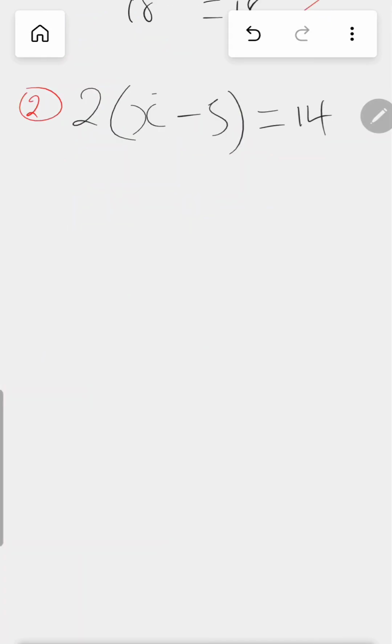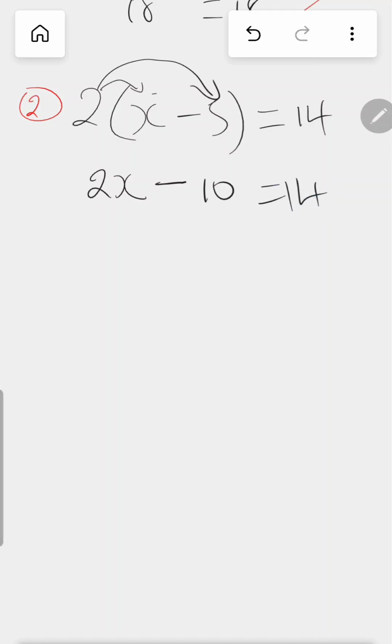Now we are going to go into our second example. Here we have 2, open bracket, x minus 5, close bracket, equal 14. The first thing that we do is to expand our bracket. We will do that by multiplying everything that's in the bracket by 2. So we start multiplying 2 times x, gonna give you 2x, minus 2 times 5 is 10, equal 14.